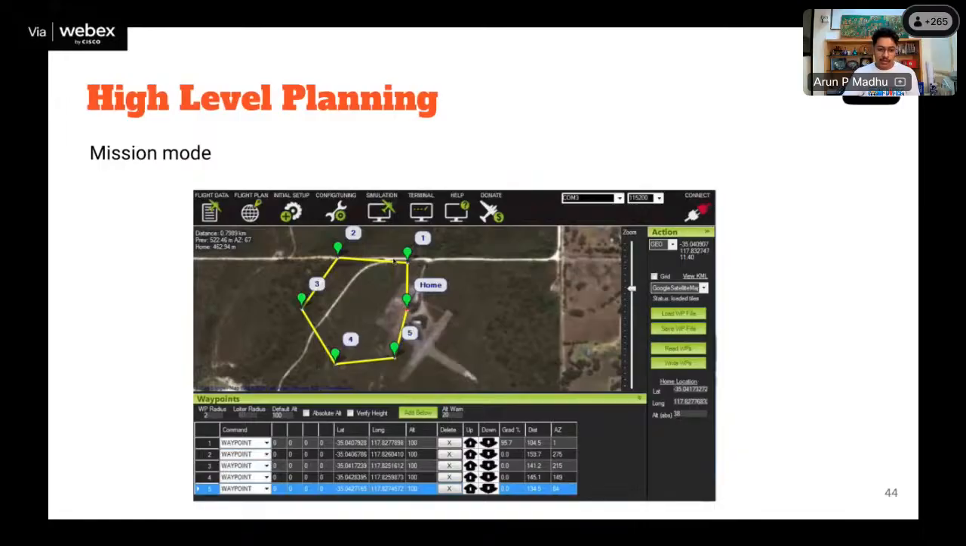This is a screenshot of an application called Mission Planner. You can Google and get it.